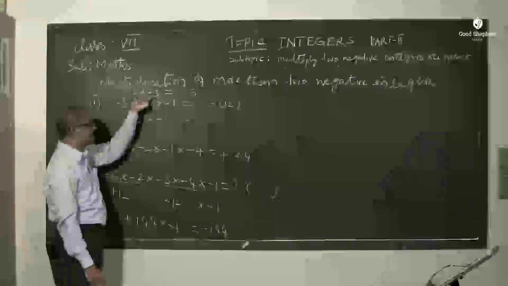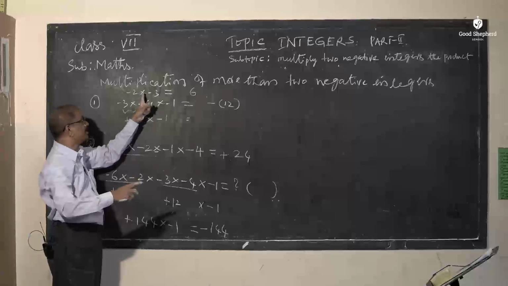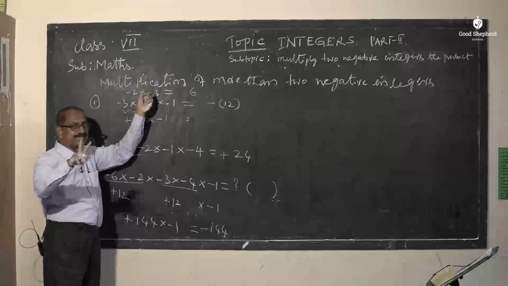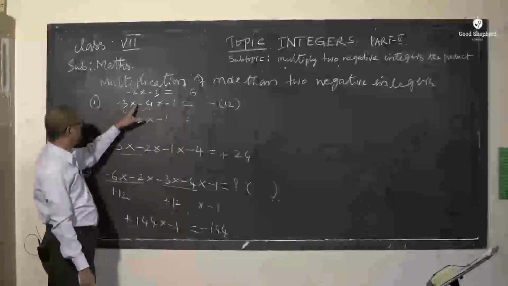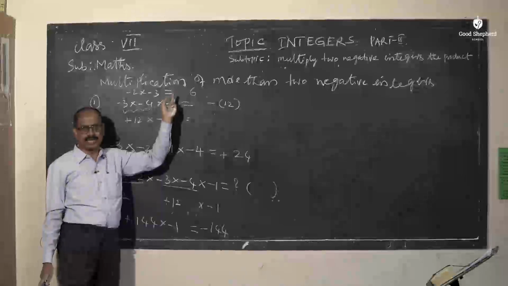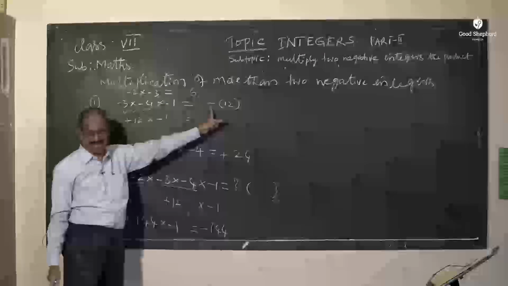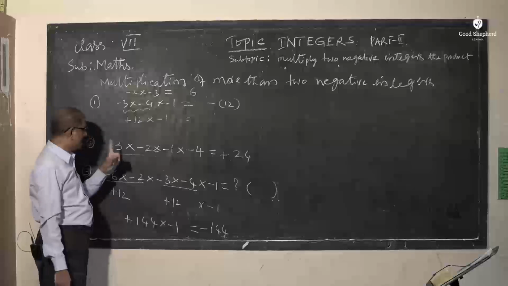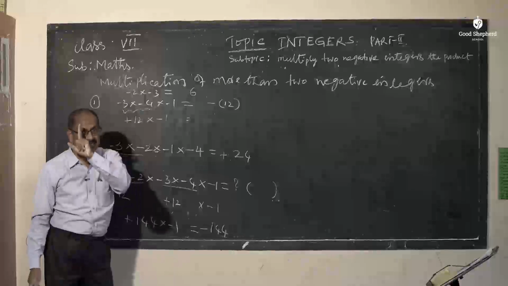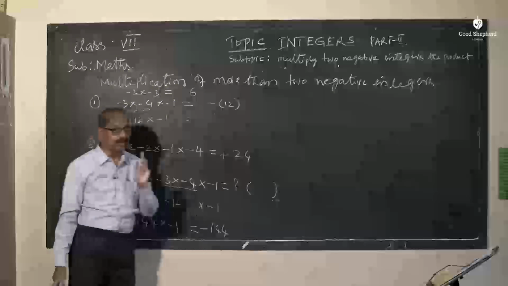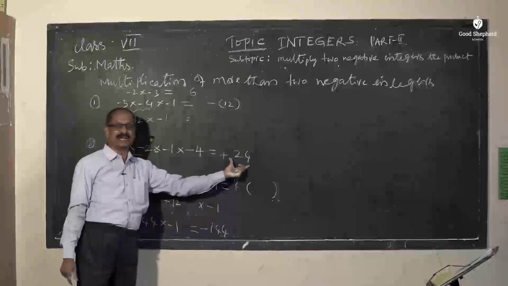When there are two negative integers, that means 2 is an even number, then we got a plus sign. When there are 3 negative numbers, 1, 2, 3, that is an odd number, and the odd number comes with a negative sign, correct? Next, there are 4, 1, 2, 3, 4 negative integers, that is an even number. So for an even number, the result is always a positive sign. I got a plus 24.